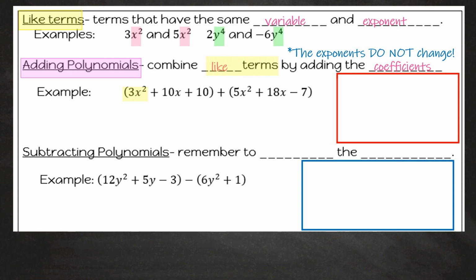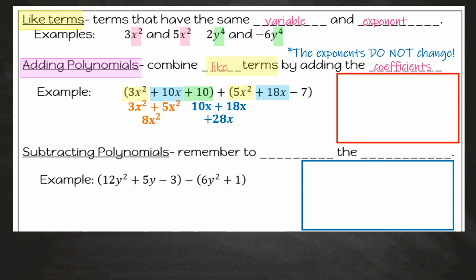So in our first example, we're going to do it two ways. Here in our notes, we're going to first do it by grouping or horizontally, which is the way I prefer to do it, and then I'll show you an alternative method. So we have 3x squared and 5x squared. Those are like terms, so I need to combine those like terms, and I get 8x squared. Then I have a positive 10x and a positive 18x. Those are like terms. 10x plus 18x is 28x.